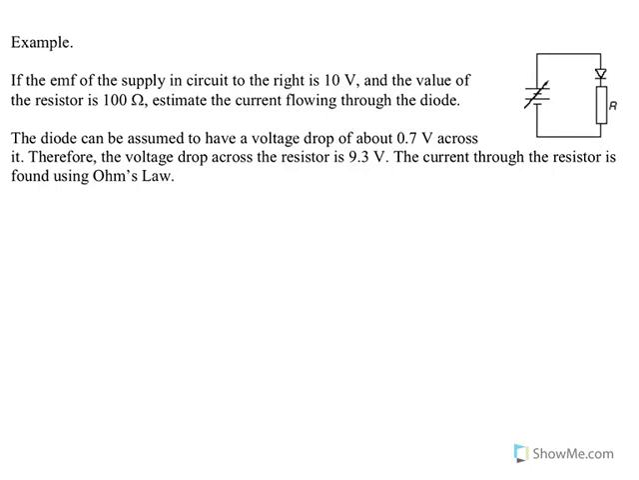So here's our example. The EMF of the supply circuit is 10 volts, so that's here. And the value of the resistor is 100. Estimate the current flowing through the diode. Now you would need to be given some information, and I've given you a bit of information here: the diode can be assumed to have a voltage drop of 0.7.